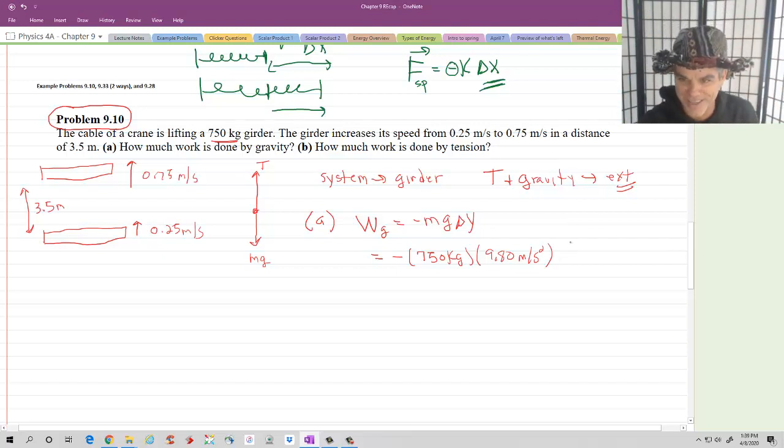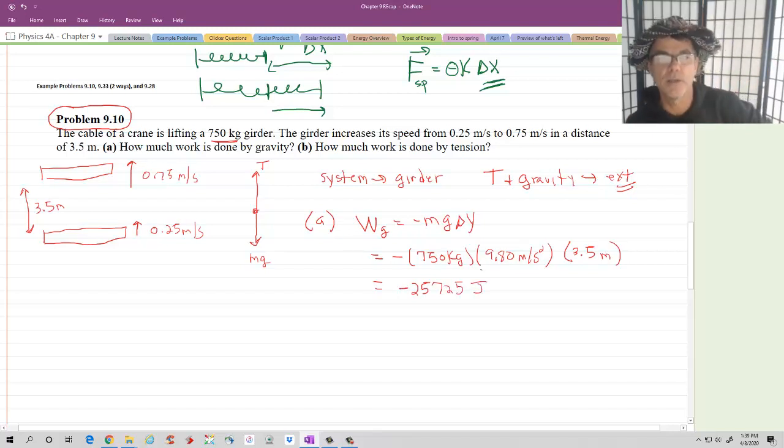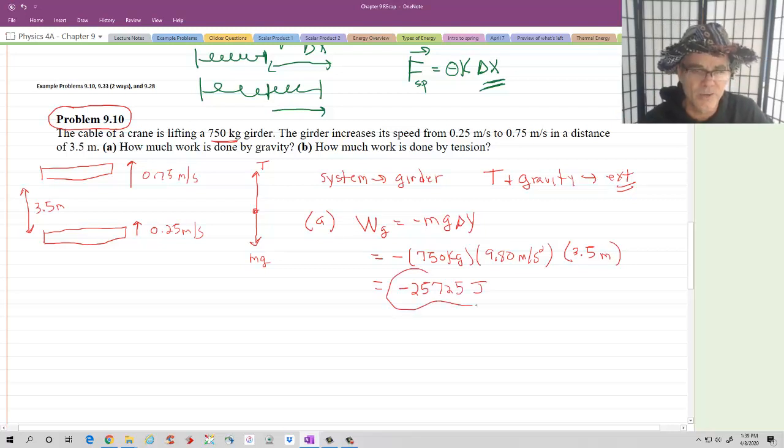And delta y, it increased in elevation by 3 meters. If you calculate the work done by gravity, what you'll get is negative 25725 joules. I'm just keeping a bunch of significant figures until the end. So part A, very simple, work done by gravity, always going to be true, negative mg delta y.